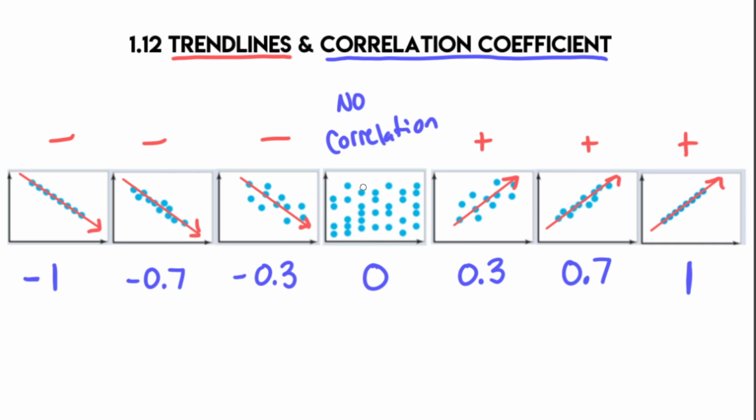None of these data points show any kind of pattern, so no correlation, there's no pattern. A little bit of a pattern and a little bit positive, so positive 0.3. Pretty close pattern, 0.7. And then you have a perfect pattern of 1. Okay? So that is your trend line. The red line's going through them to show which direction they're going. And then you have the correlation coefficient, which tells you how strong the data is.